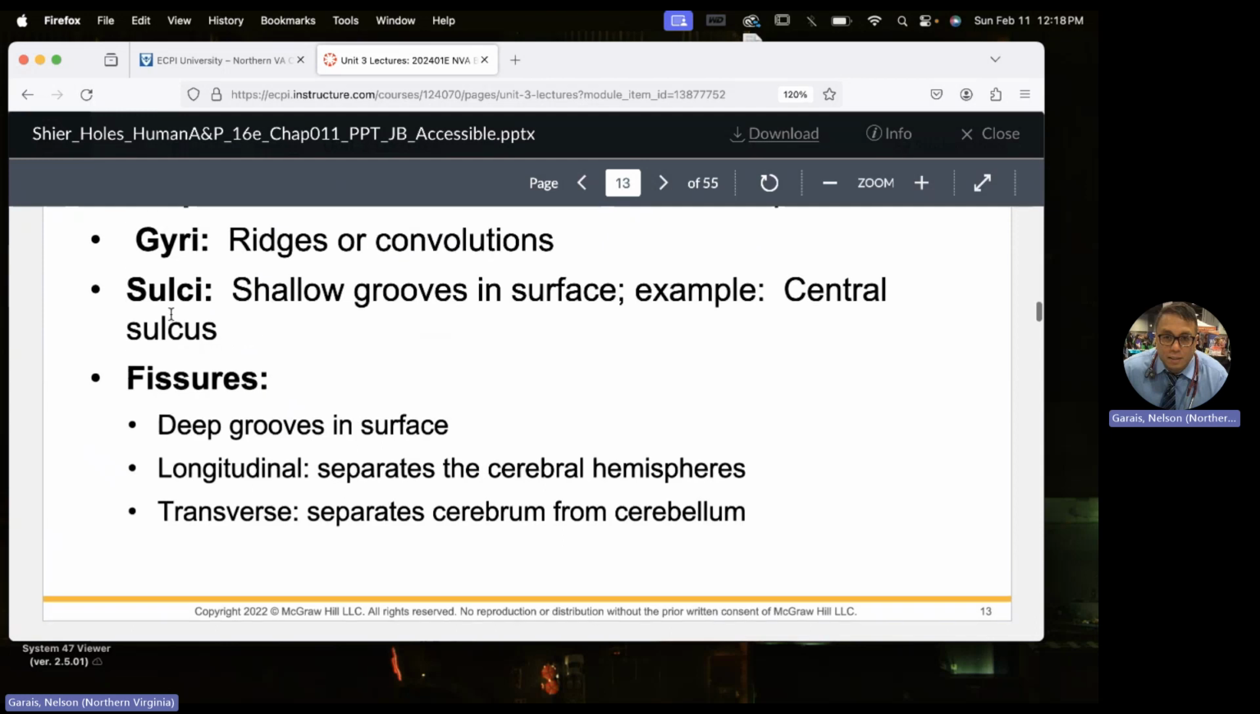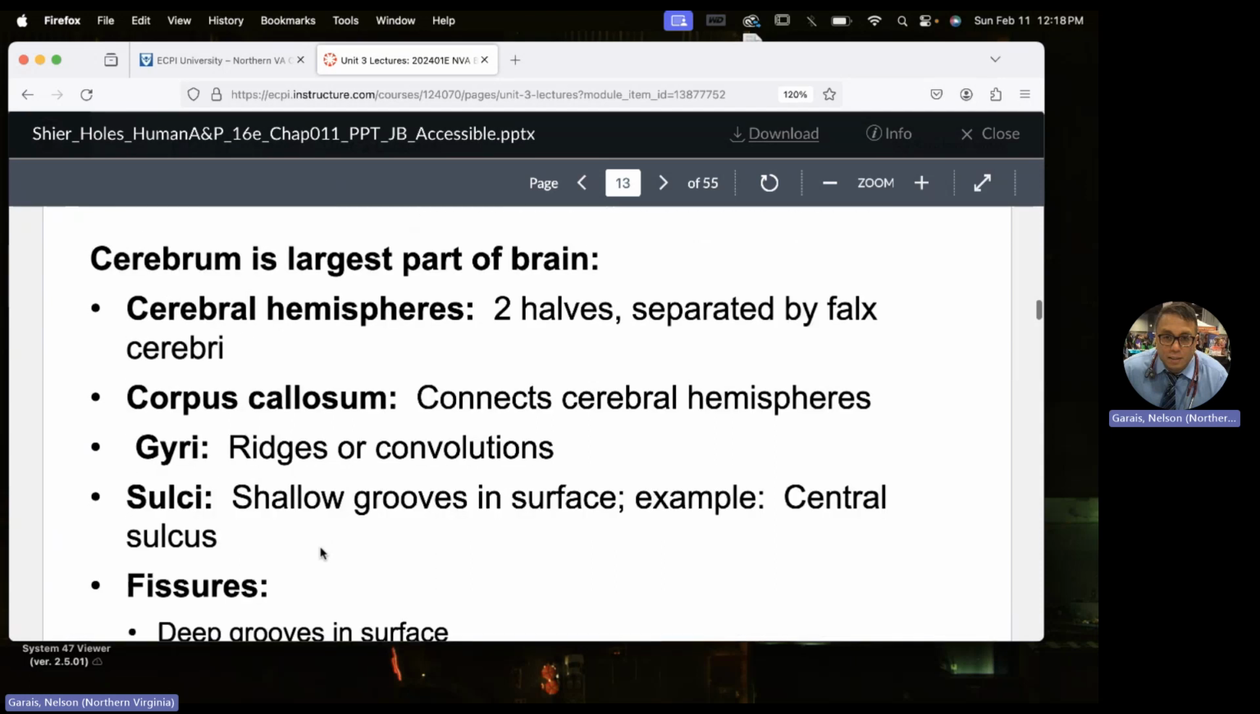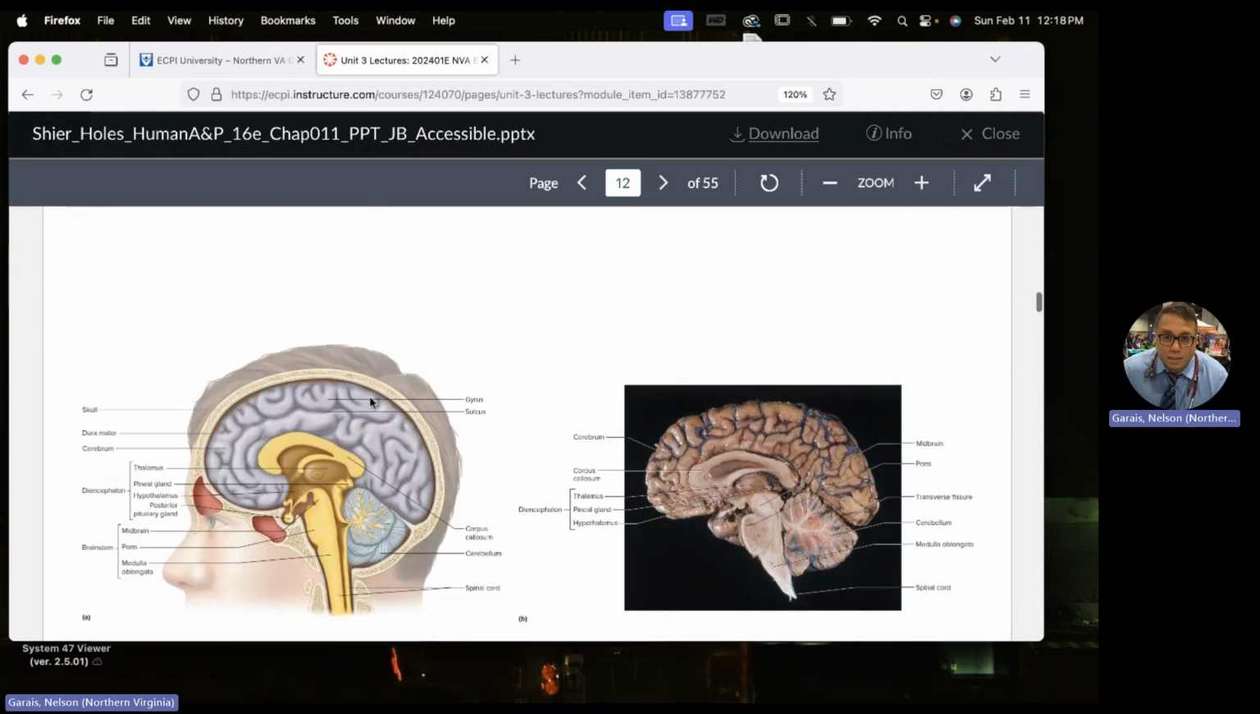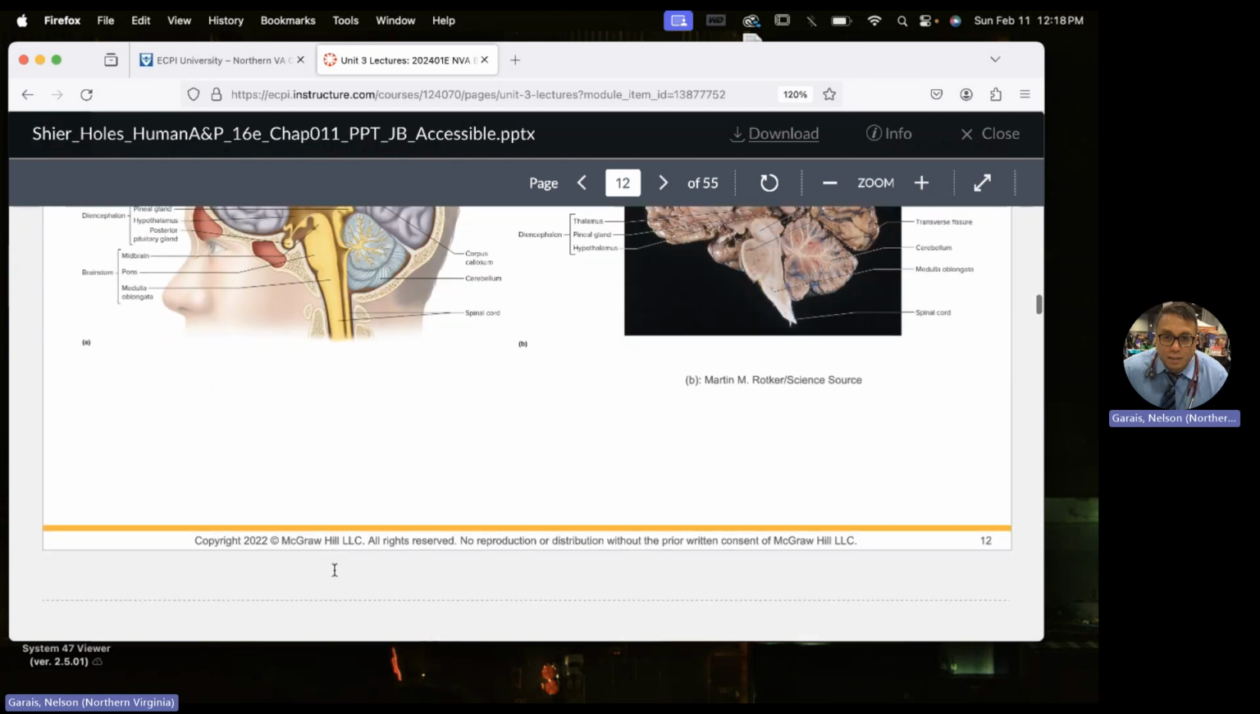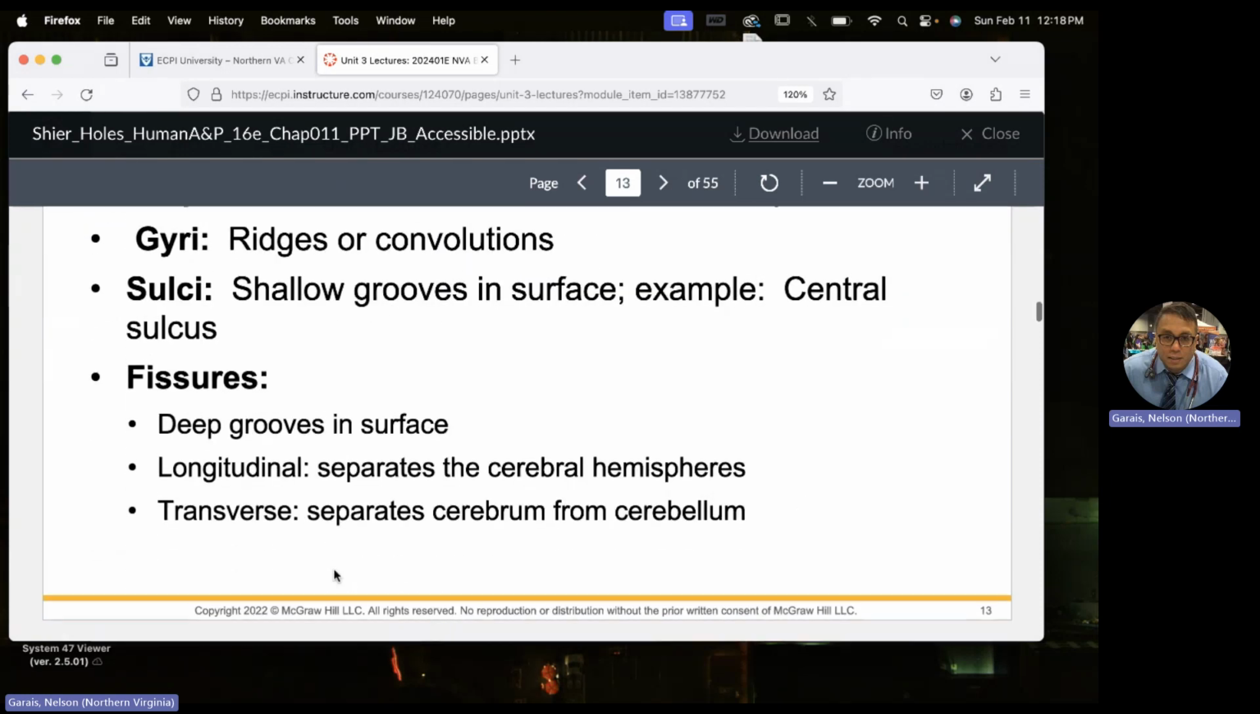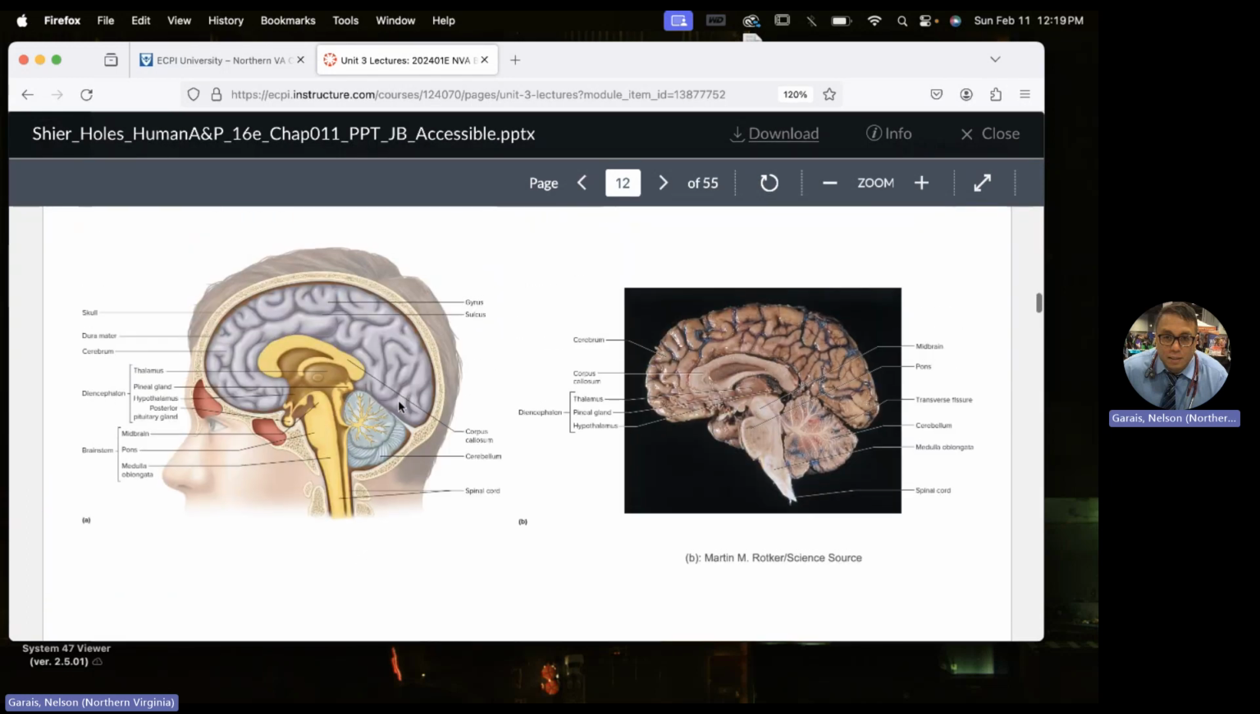Fissures are even deeper than sulci. You have your longitudinal and your transverse, because the longitudinal separates the cerebral hemispheres. So it's going to go what? The long way, separating left and right. And the transverse is going to go where? It's going to separate the cerebrum from the cerebellum. So your cerebrum is all this up here, and your cerebellum is where?